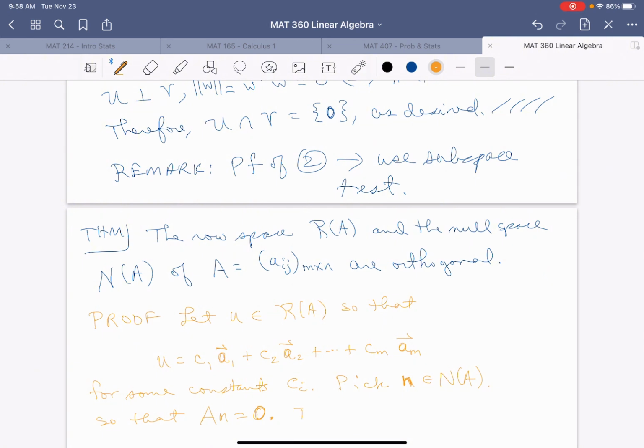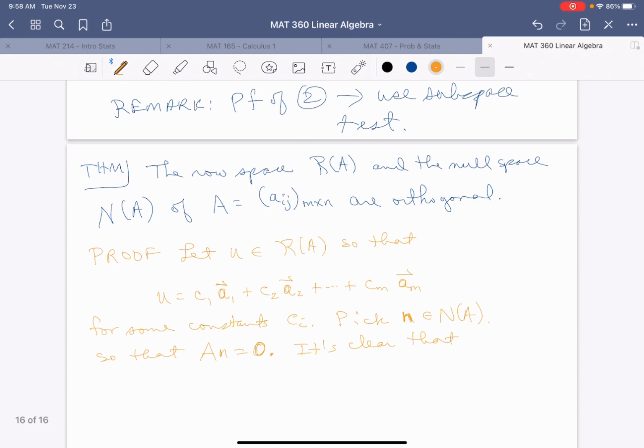Okay, so let's write that down. It's clear that if we take any row Ai of A and do the dot product with n, that's equal to 0. Notice, a lot of times when I do the dot product, I put the transpose there on the A, but the A is already known to be a row vector, so that's why I'm leaving that off. Because typically we have a column vector by default, and then we transpose it to get a row out of it.